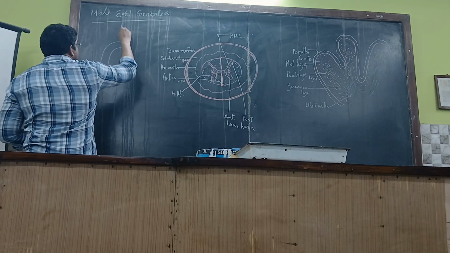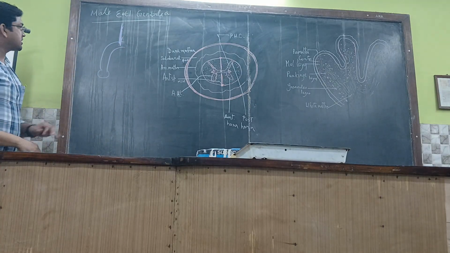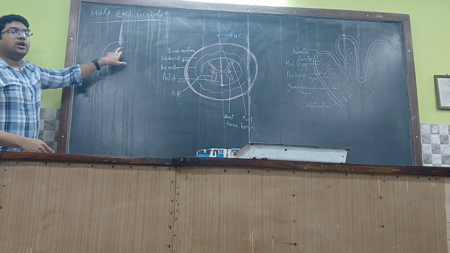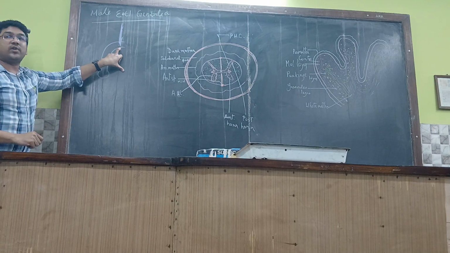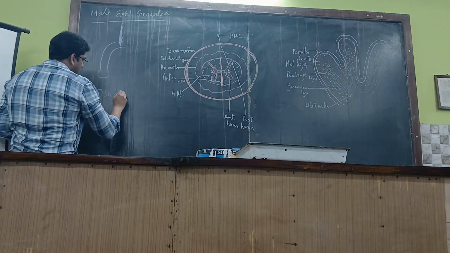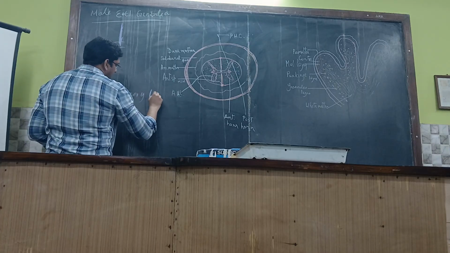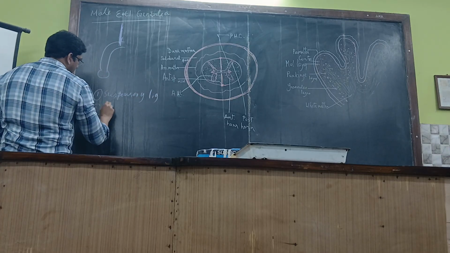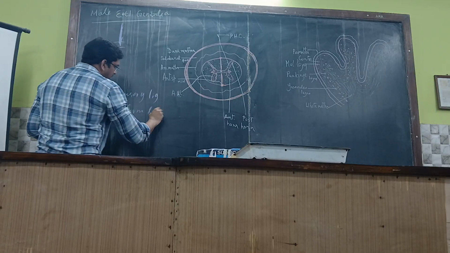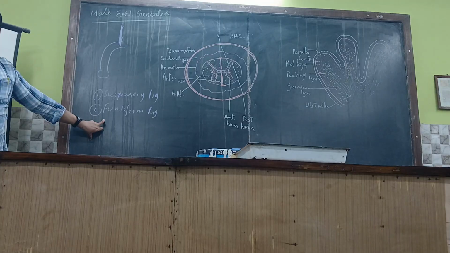The penis is suspended by two ligaments over here. We will see the coverings of the penis later. First of all, the penis, nothing but the body, is suspended by means of two ligaments which are made up of fibrous tissue. One is the suspensory ligament of the penis and one is the fundiform ligament of the penis.